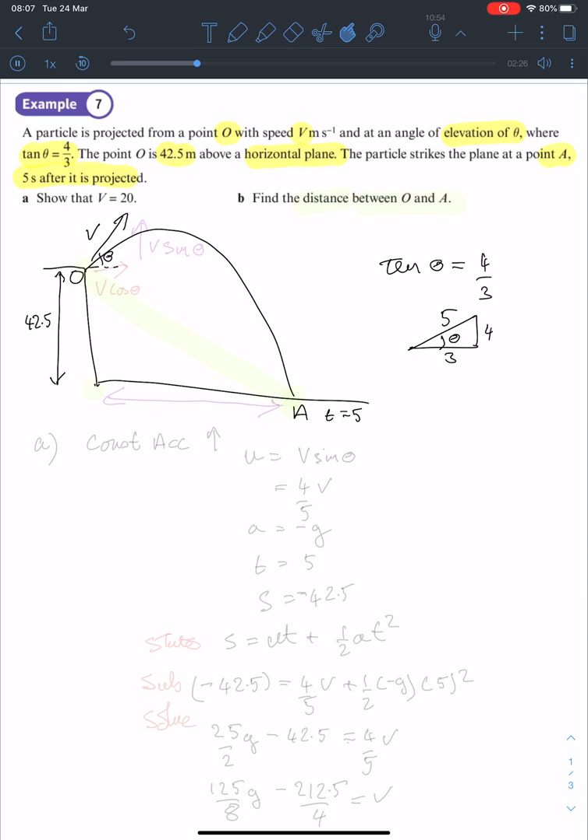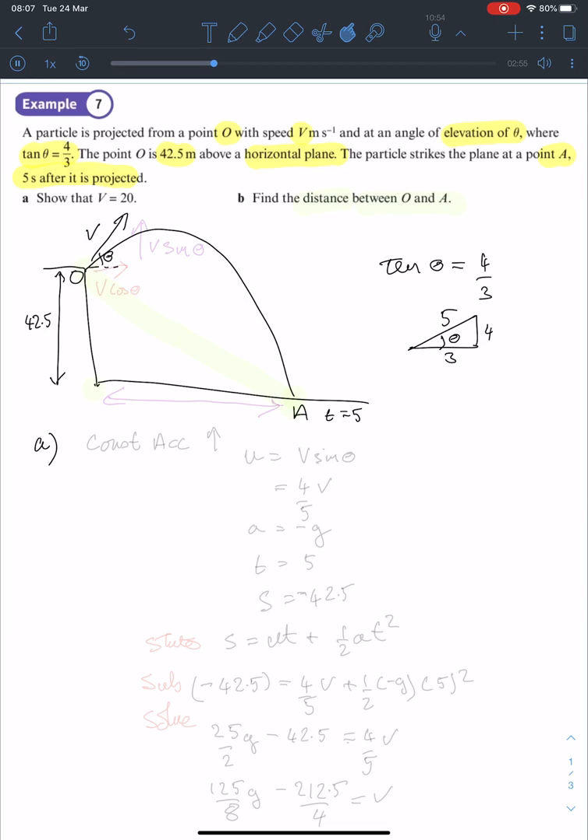Okay, so show that v equals 20. Well, for that, we're going to need to know the time of flight. Most of these projectile motion questions revolve around finding the time of flight and then using it in a context. So if in doubt, I would do that first anyway. So, Part A.